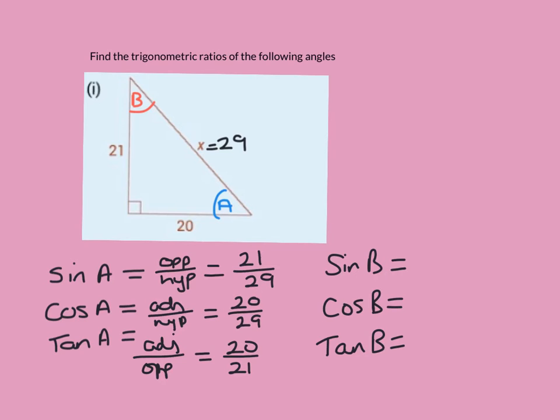Okay, so let's have a go at that. So sine B, we know from over here, is opposite over hypotenuse. So my opposite side to B is the side of 20 and it's over my hypotenuse, which is 29. Then we have the cos of B, so cos being adjacent over hypotenuse. So adjacent to B is the side 21, and that's going to be over the hypotenuse, which is also 29. And tan of B then is going to be the adjacent, which is 21, over the opposite, which is 20.